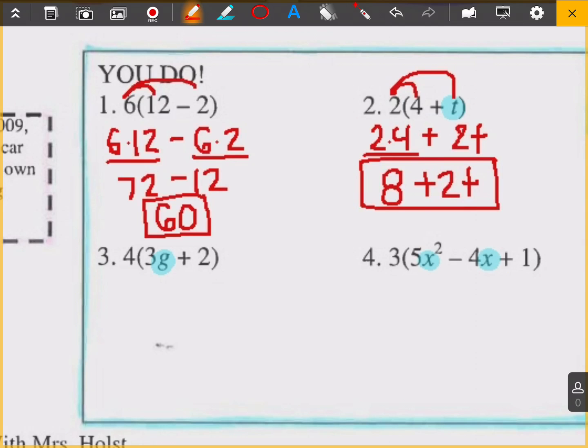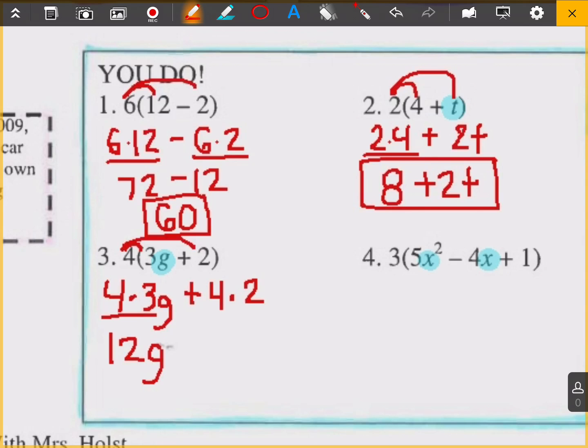Number 3, we're going to take that 4 and distribute it to the 3g and to the 2. So we would write this as 4 times 3g plus 4 times 2. When you have a variable and a number in front of it, we just take the number and multiply it by what we distributed. So 4 times 3 is 12, and bring down the g, put our plus sign down, and then 4 times 2 is 8. This would be as simplified as we could make this expression.